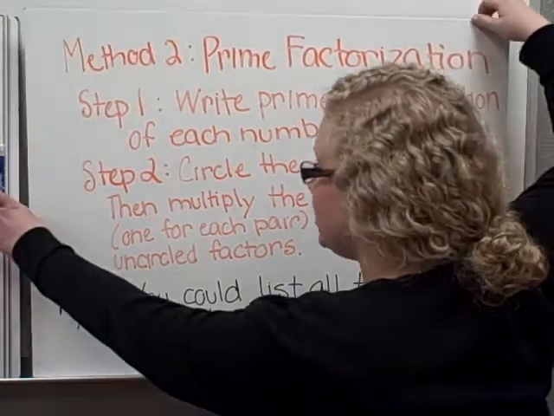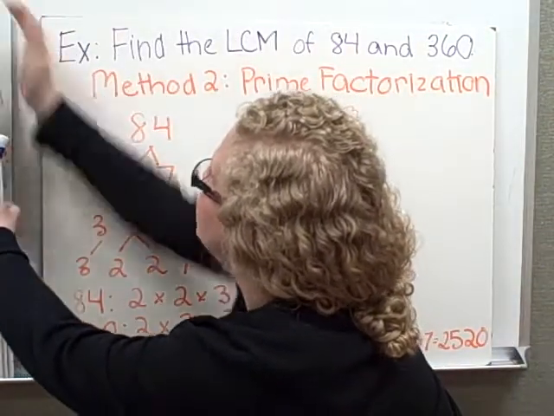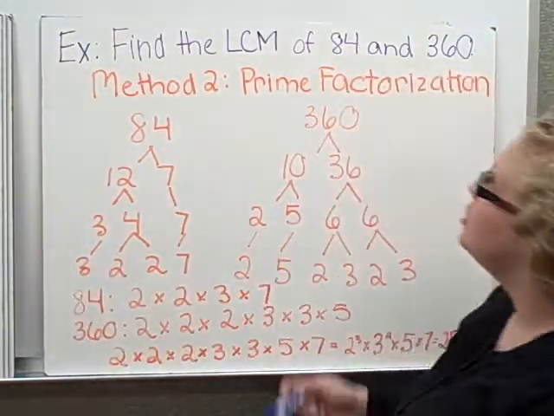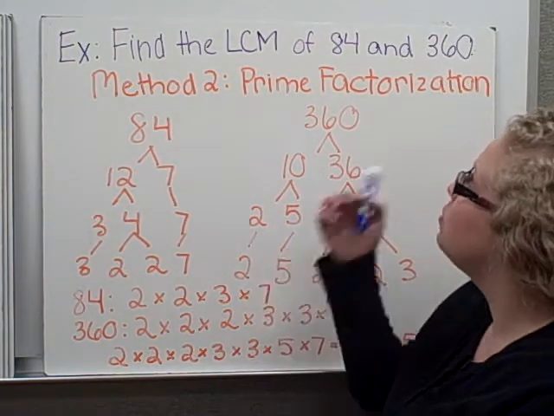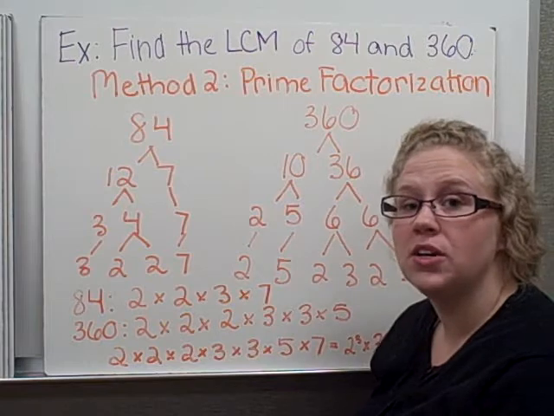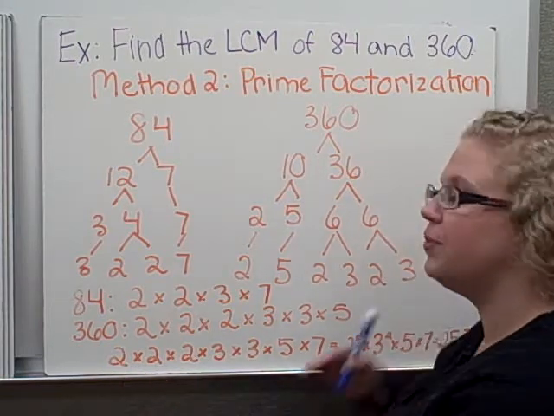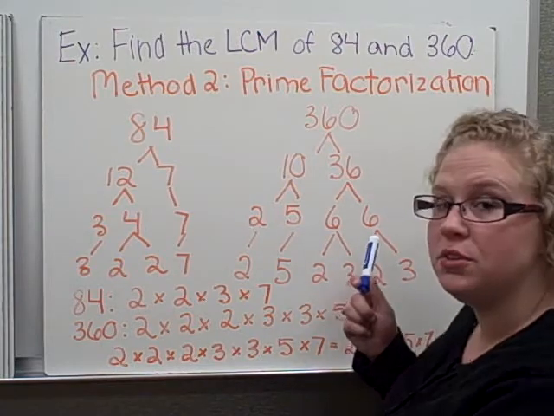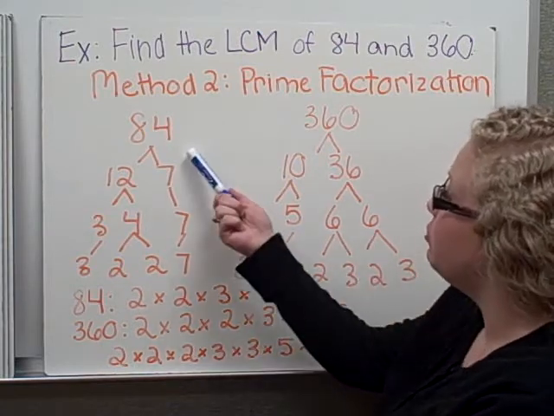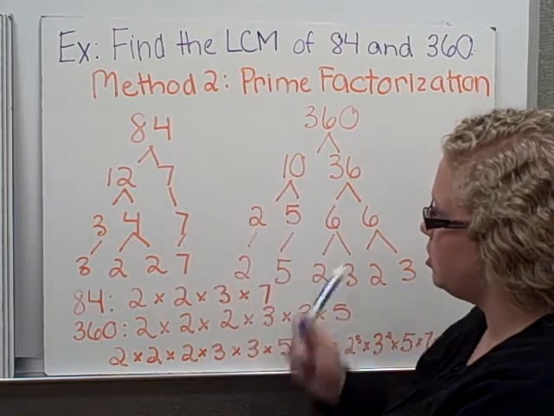For example, in our next problem, we are finding the least common multiple of 84 and 360. If we were to do a list, we would have 84 times 1 is 84, 84 times 2 is, the numbers get big. So we set it up so that we can use prime factorization: 84 and 360, and we do our little factor tree for each number.